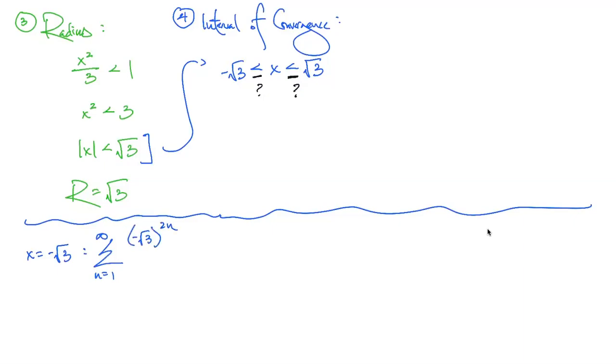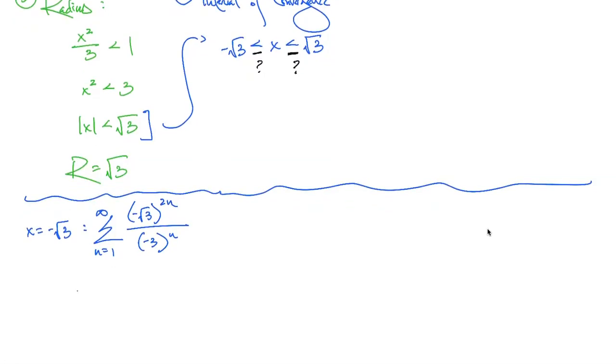negative root 3 to the 2n over negative 3 to the n, right? And let's see what that gives us. All right, negative root 3 to the 2n, what does that simplify to? Root 3 to 2n. It's going to be positive always. It is going to be positive, good. Can we split them in 2? Like 3 and then root 3 to the n. Negative 3 to the n. Yeah, root 3 to the 2, what does that give us? 3. So I really have 3 to the n on the top.